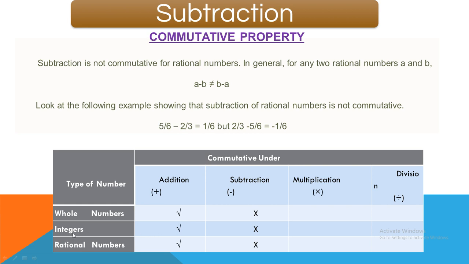Order of addition in integers, it will be integers. True. If we change the order of addition in rational numbers, we will get another rational number. But in case of subtraction, if you subtract two whole numbers and change the order, will you get the same? No. So the commutative property is not satisfied for whole numbers. Same way for integers and rational numbers.